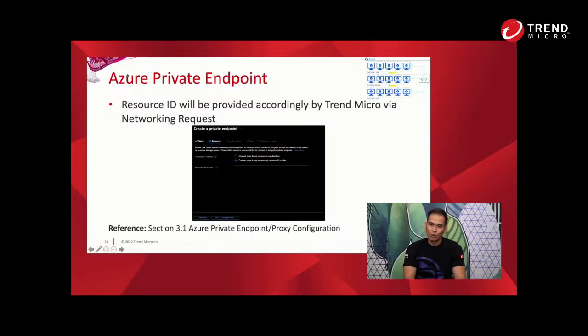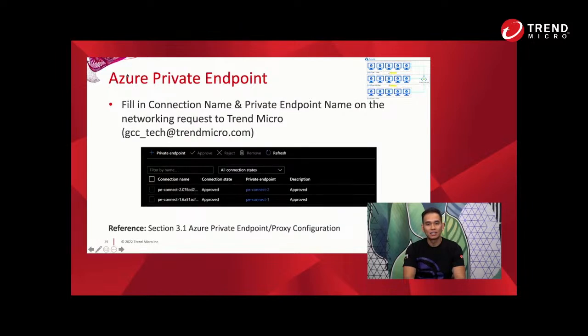A network request still needs to be done. Once you accept the private offer and create the Cloud One ID, your account managers will also send you a network request form, in which you will find the service name for you to do a network request. These are the details you need to fill in for the connection name and the private endpoint name. Once you fill up the network request form using this info, please send it to Trend Micro at gcc_tech@trendmicro.com.